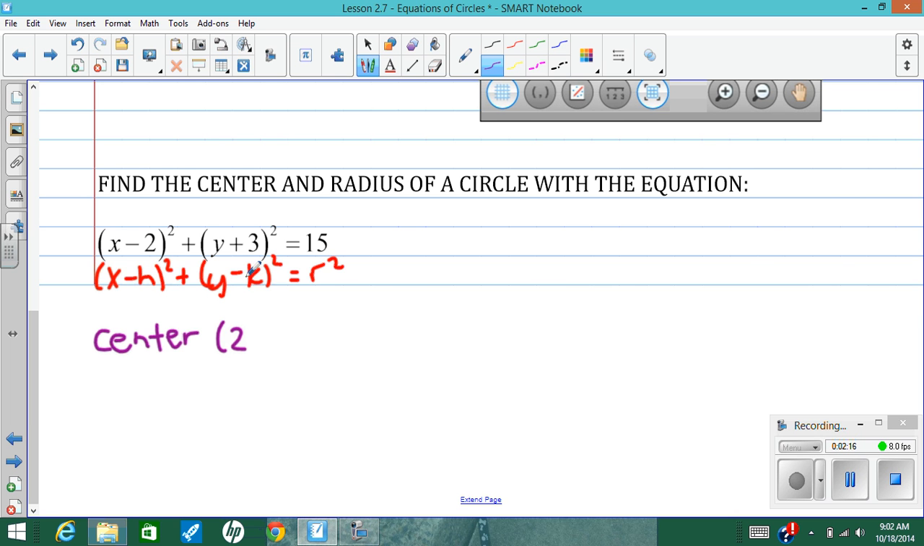Over here, I need to think about, what number will I plug in for k to make y minus k turn into y plus 3? Well, to go from minus k to plus 3, I need to plug in a minus 3. So the center of this circle is at 2, negative 3. Right here I have the radius squared is 15. So I can do a quick calculation here. Solve a quick one-step equation. We don't want the radius squared, we want the radius, so we can square root both sides. And we can say that r is equal to the square root of 15.